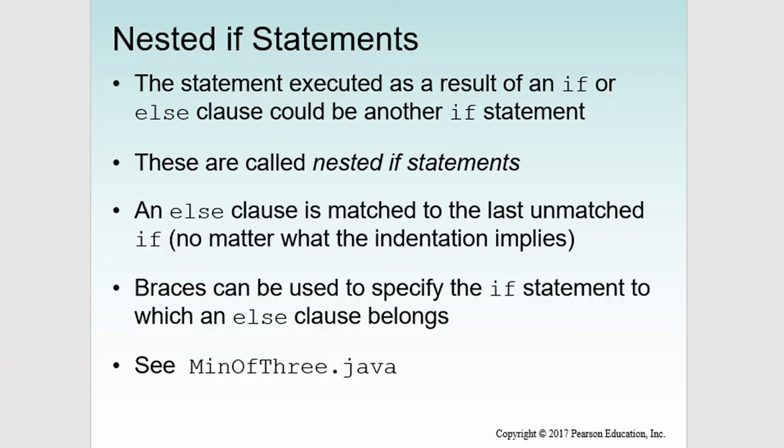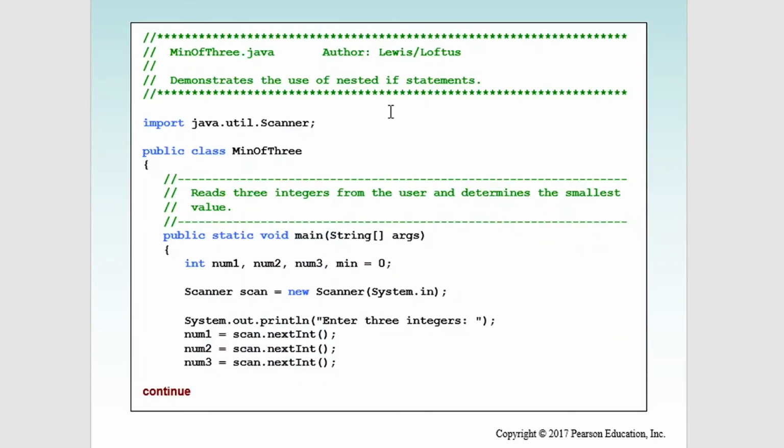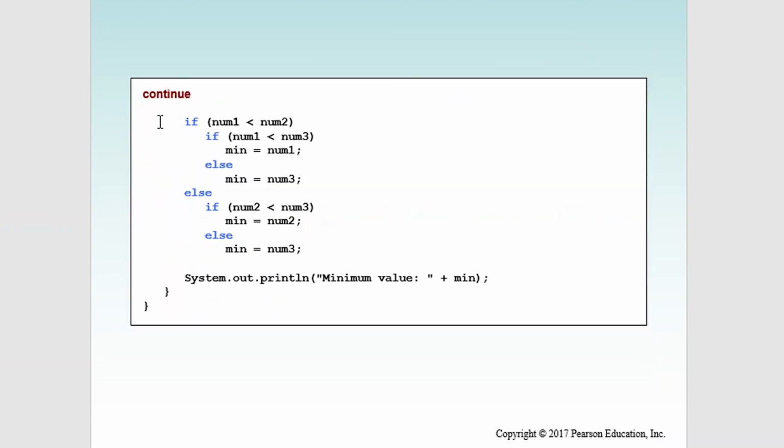See Min_of3.java. So here's their program, Min_of3.java. They have num1, num2, num3, and they have min, which is 0. They prompt the user to enter in 3 numbers. He's going to enter in 3 numbers. Then they're using conditions to determine which of the 3 numbers is the smallest one. So they're saying if num1 is less than num2 and num1 is less than num3, then the min number is num1, else the min number is num3.